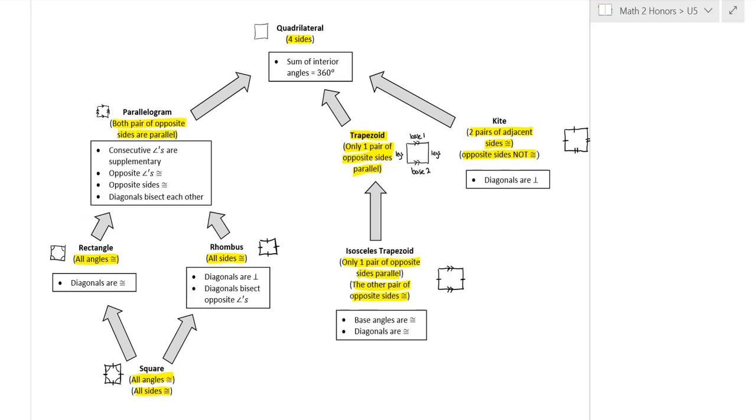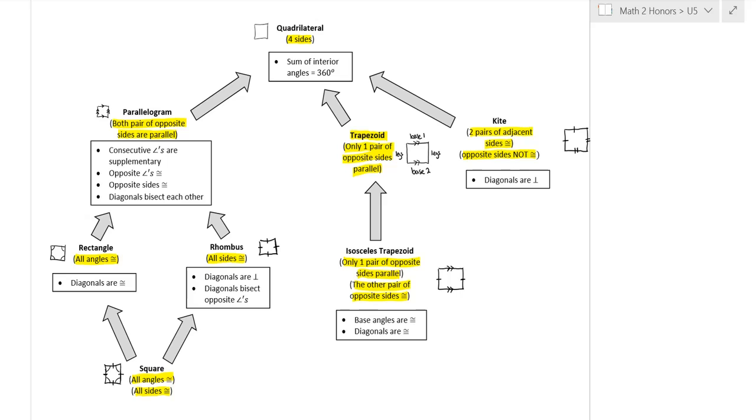So what I highlighted in yellow, memorize: a quadrilateral means it's a four-sided shape. A parallelogram means both pairs of opposite sides are parallel. Understand what that means, okay?